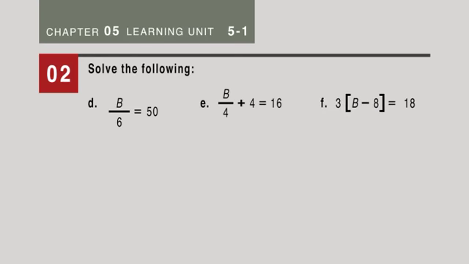In letter D, B over 6 equals 50. Here we take what? We're going to multiply both sides by 6. Whatever you do to one side, you're going to do to the other. It's the opposite of division, giving B equal to 300.